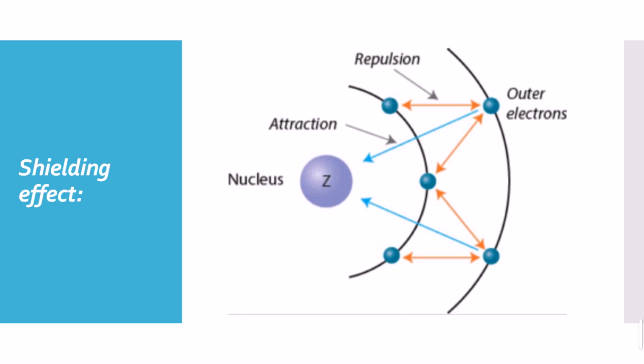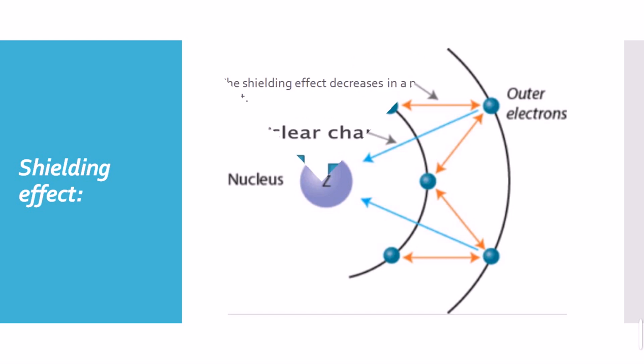So the outer electron will feel less effect of the nuclear charge, or the effective nuclear charge. So this will be the effect of the shielding. These repulsion electrons are creating a shield between the outermost electron and the nuclear charge that is present at the center of the atom, that is the effective nuclear charge.